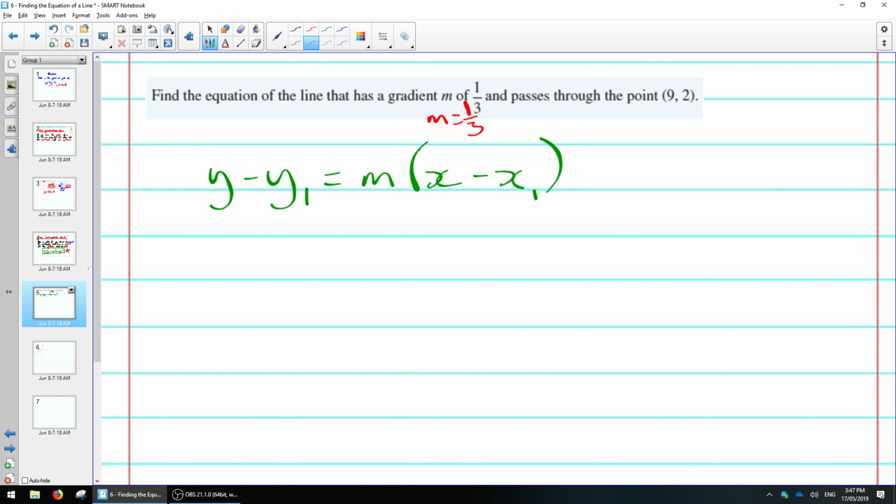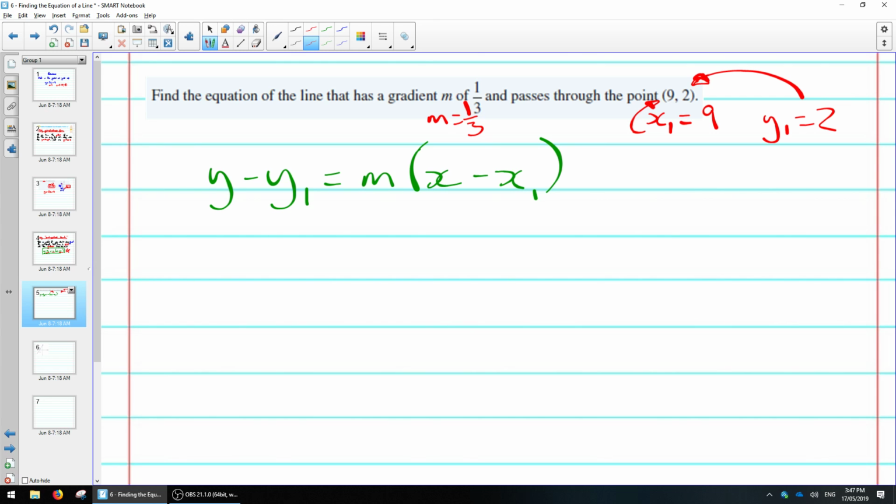It just told us straight away. And now we're going to say that x1 equals 9 and y1 equals 2. They just come straight from the point. So for this to work, we need to be told at least one point and the gradient, and then we're good to go. So we just take that information from the question.